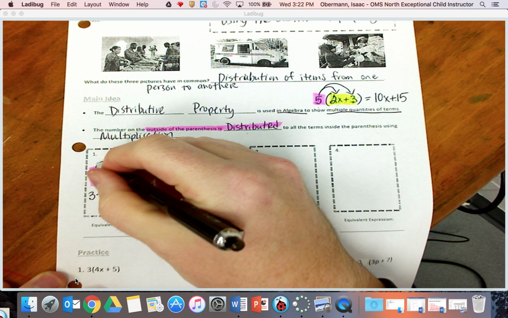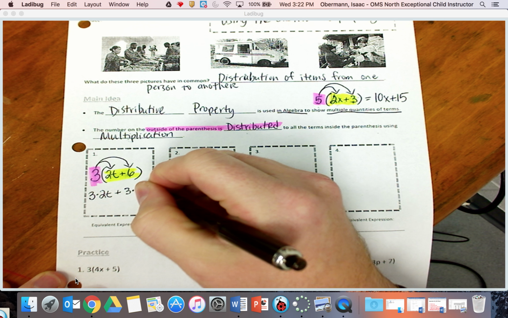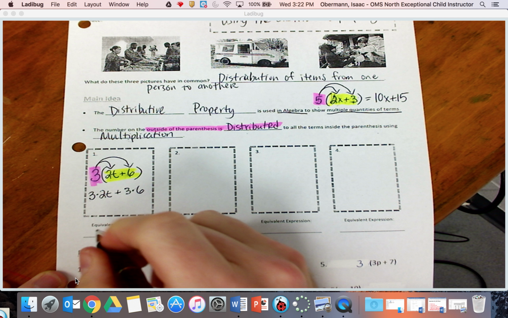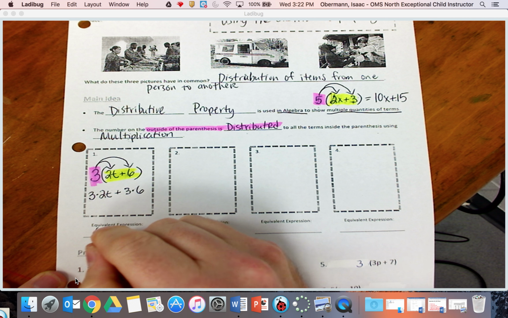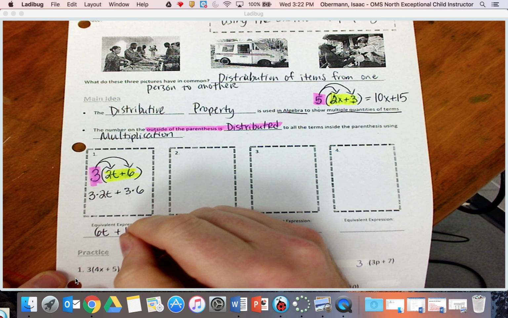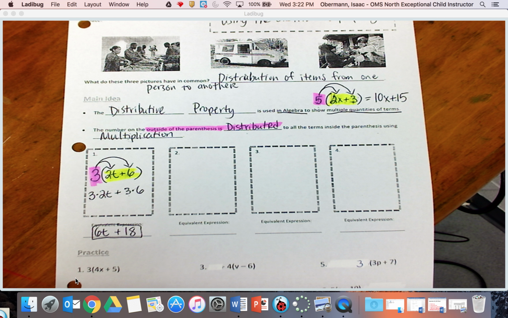And then the 3 goes to the 6, and that's plus, so I get 3 times 6. When I do this, 3 times 2t will give me 6t, and 3 times 6 will give me 18. It's a positive. So that is my solution right there. Okay? So I'm done. It's that simple for the distributive property.